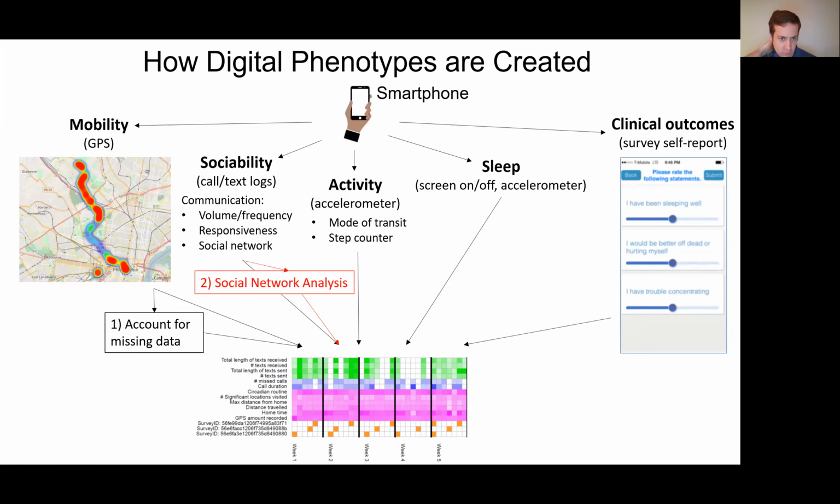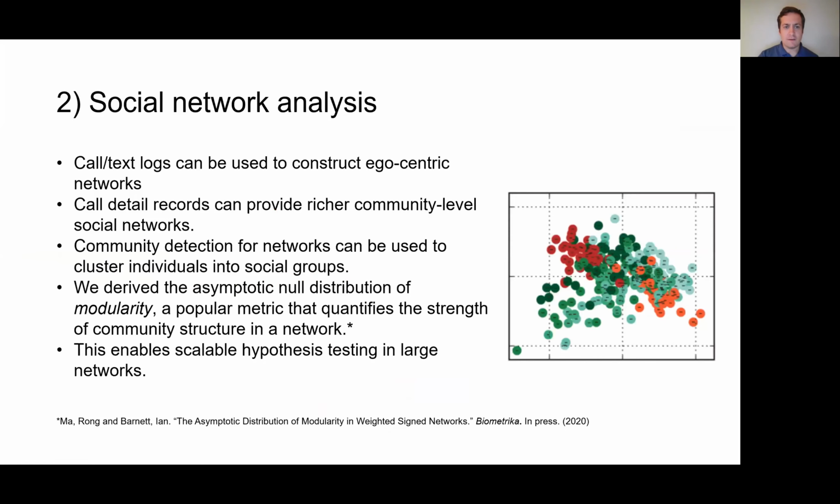All right, another stage one analysis is how do we handle call and text logs to measure sociability? Call and text logs can be used to construct egocentric social networks. And in some cases, we will also have call detail records, which can provide richer community level social networks. And when you have large networks, and this applies across network science and many domains where you have different kinds of networks.